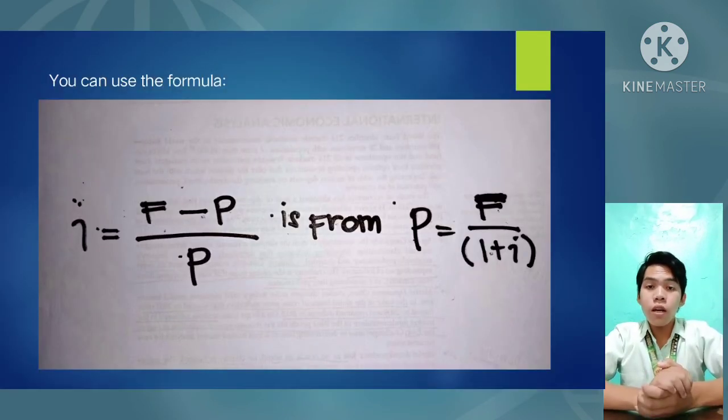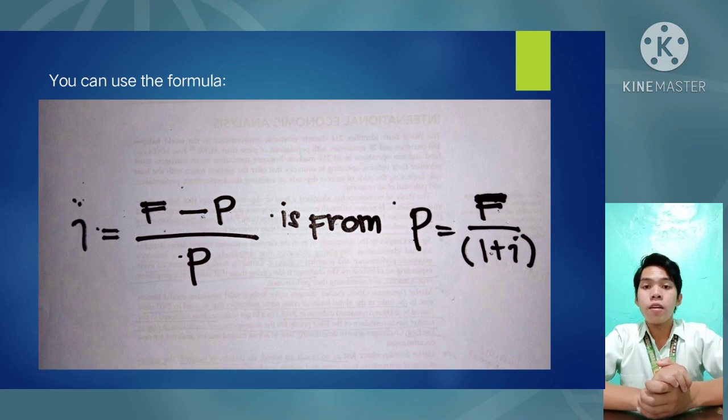The formula in getting the yield to maturity of a discount bond is I is equal to F minus P over P, where I is the yield to maturity, P is the current price of the bond, and F is the face value. This formula is derived from the original formula in getting the current price of the discount bond, which is P is equal to F over 1 plus I.